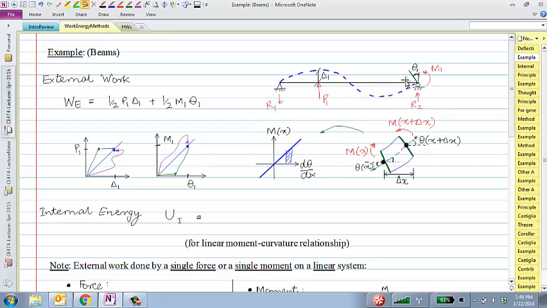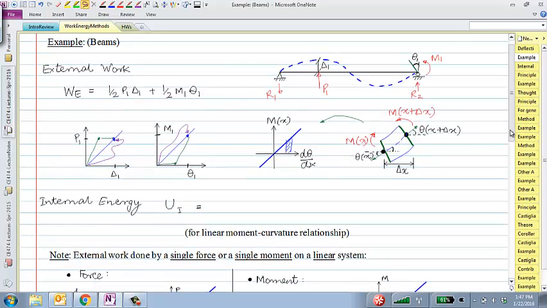So let's try to see what that bending energy stored in the beam would be. And one way to look at that is through this curve of moment. And what is d theta over dx? What is d theta over dx? Curvature. Yeah, so moment versus curvature.